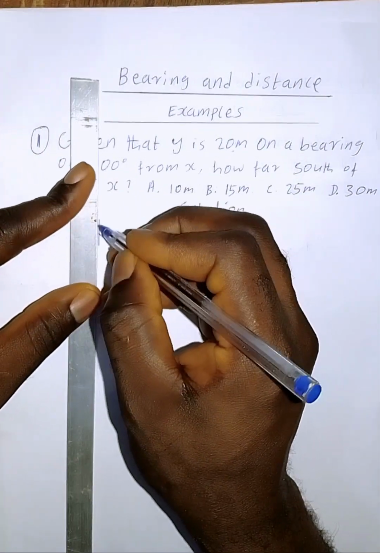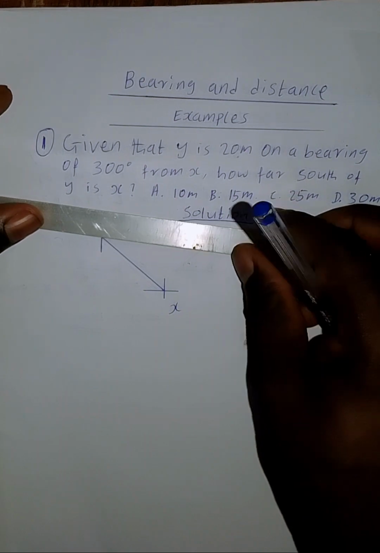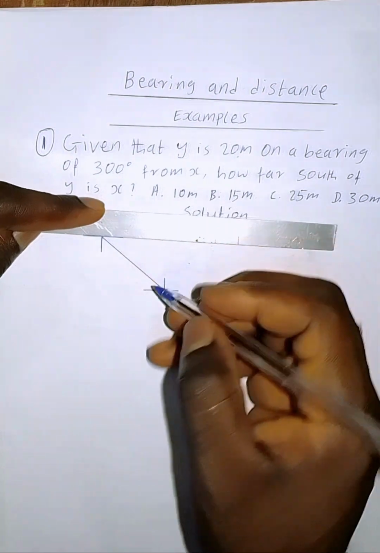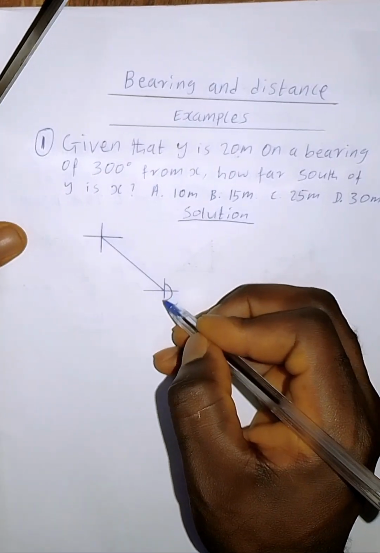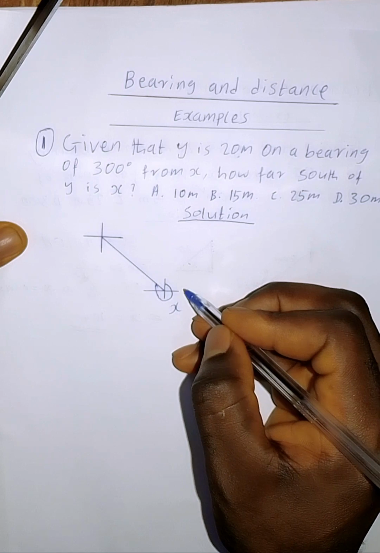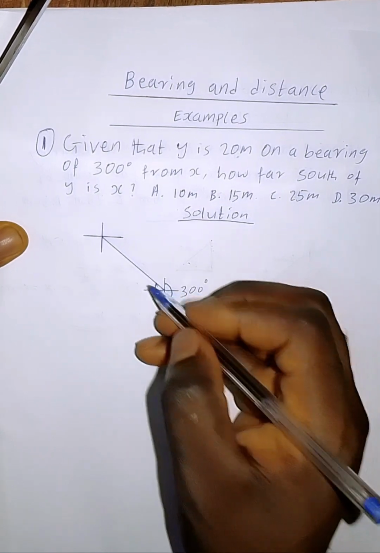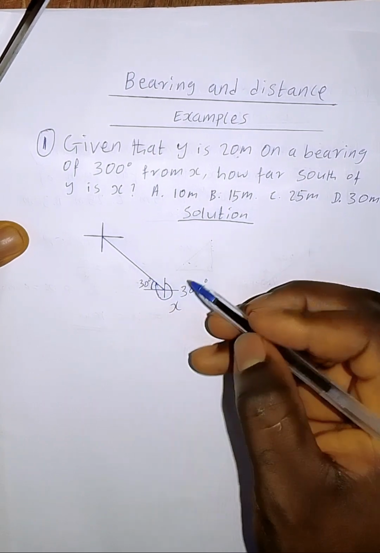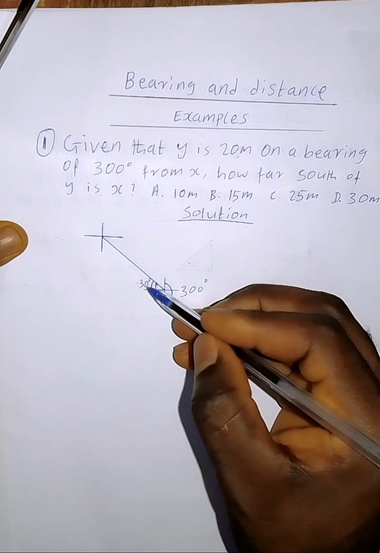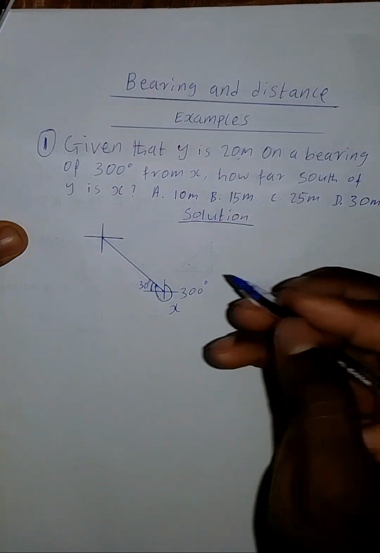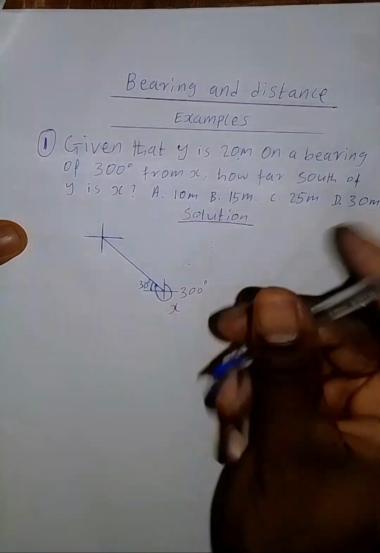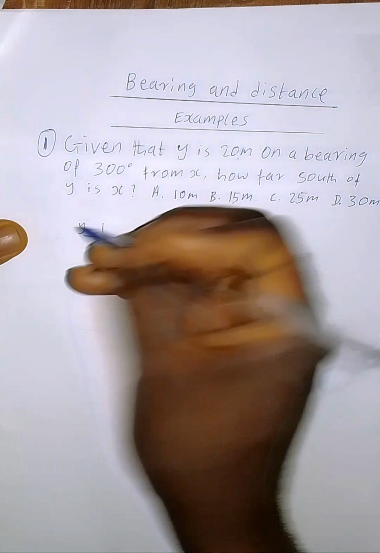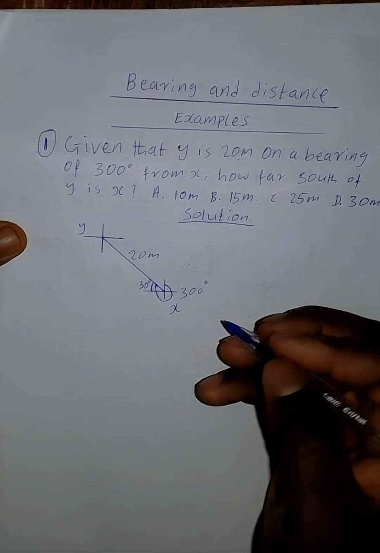Draw your 4 cardinal points there also. This is my point y. So from here round to this straight line is 300 degrees, but only this place alone should be 30 degrees. That is because 270 plus 30 is 300 degrees, and the distance is 20 meter. This point is point y.